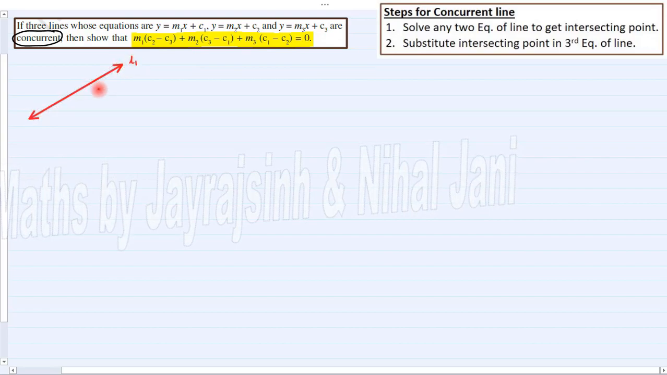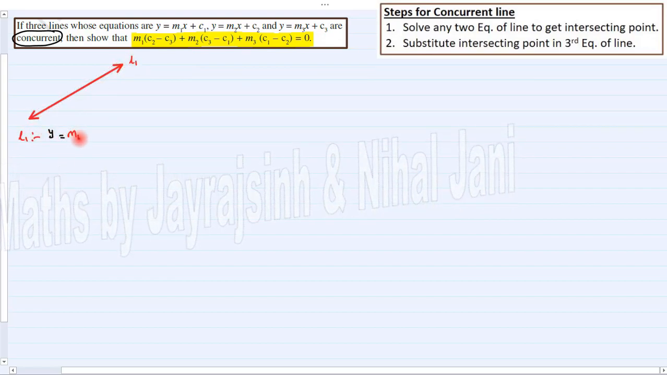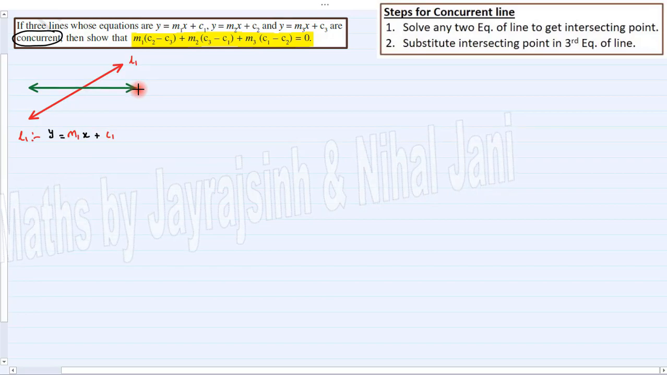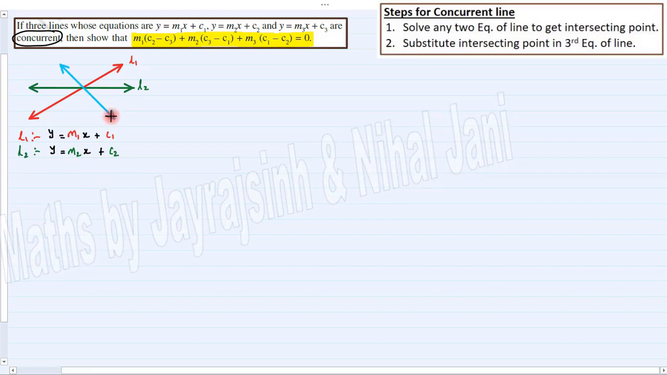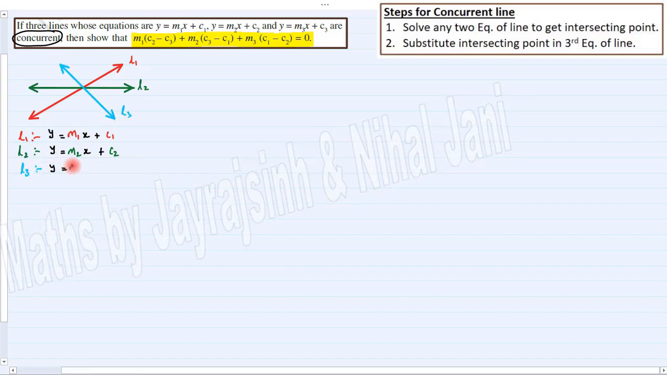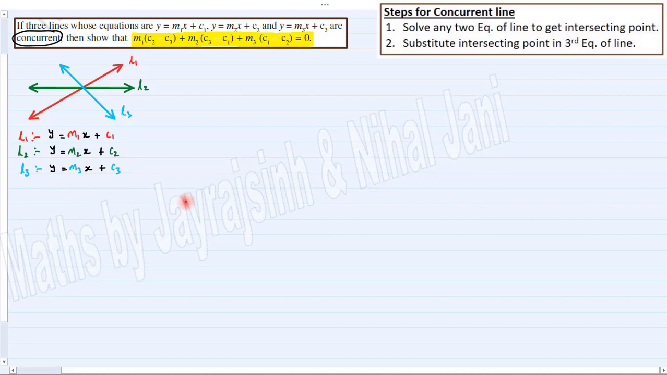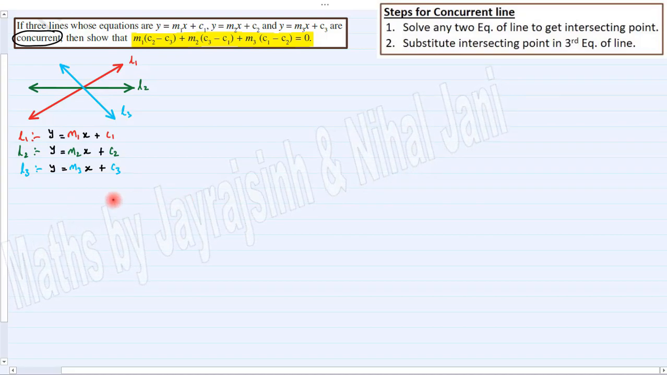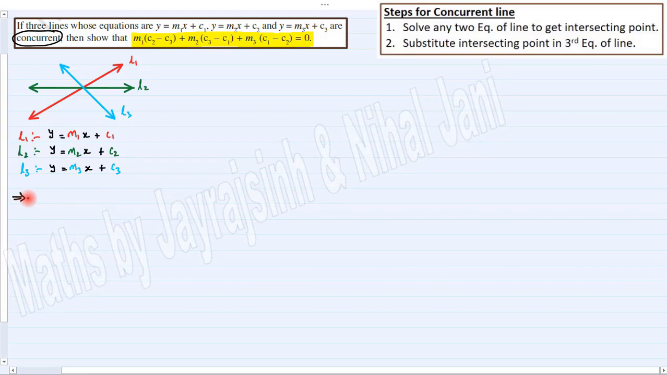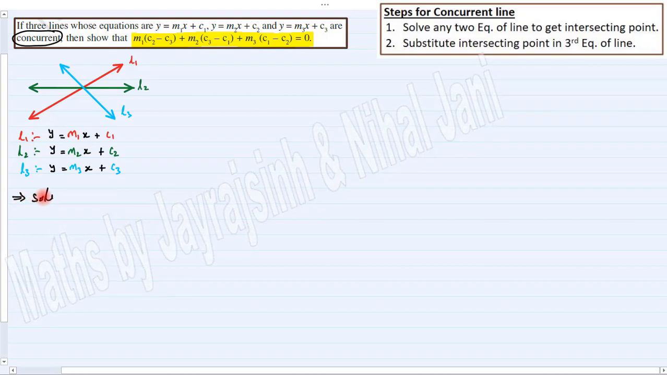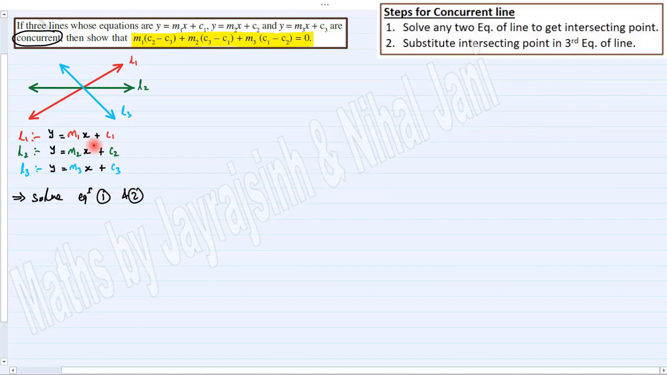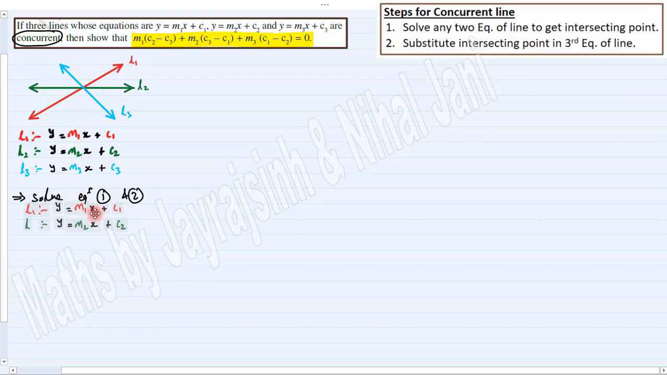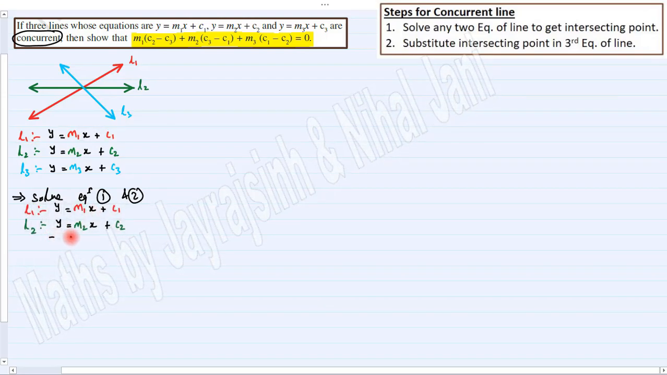Let's see, your first line L1 is y equal to m1x plus c1. Then the second line L2 is y equal to m2x plus c2. And the third line L3 is y equal to m3x plus c3. Now we know the process. To deal with concurrent lines, we will solve any two equations. So here, we solve the equations of the first line and the second line, and for that we have to take the difference between these two equations.